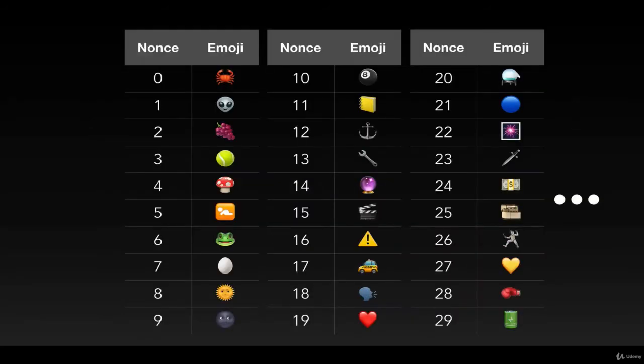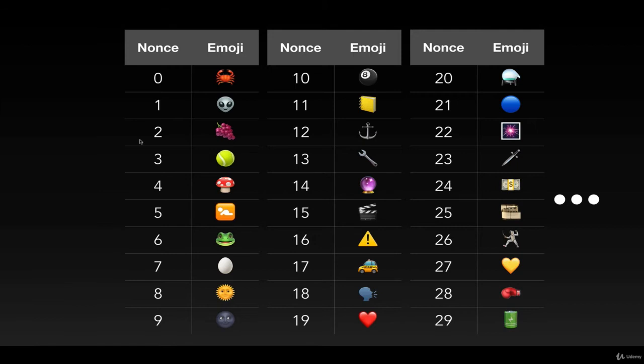Okay, so first, going back to our yellow emoji example, we have this slide here to show you. These are the first 30 nonces? Yes. Let's pretend that we have a block, we have a bunch of transactions, and we have a previous fingerprint. Let's suppose we plug in 0, we get a crab. We plug in 1, we get an alien. Plug in 2, we get grapes, and so on and so forth. This is a chart of the output emoji of a given nonce.